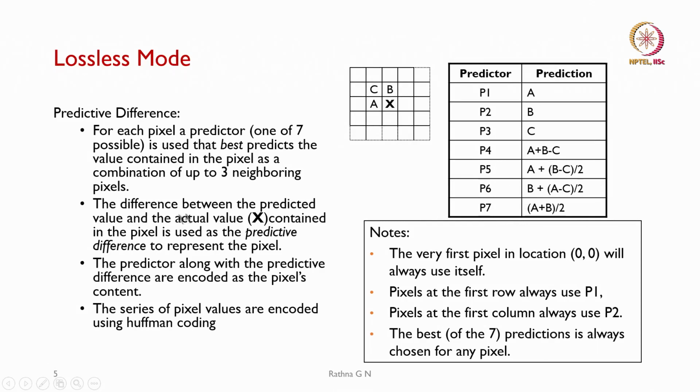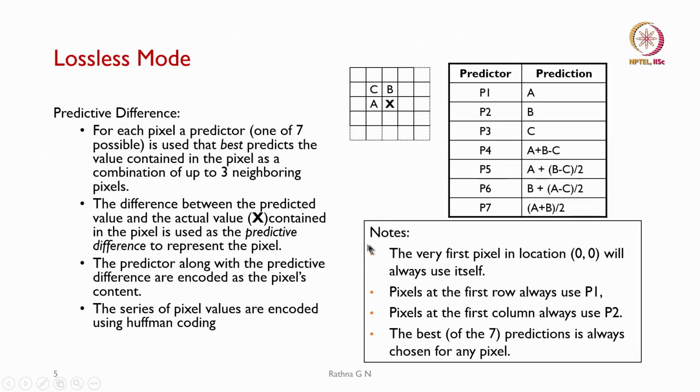The difference between the predicted value and the actual value x contained in the pixel is used as the predictive difference to represent the pixel, instead of directly sending the value of that pixel. We compute the predictive difference so that the number of bits needed to represent it is less. The predictor along with the predictive difference are encoded as the pixel's content, and the series of pixel values are encoded using Huffman coding, as depicted in the previous slide.